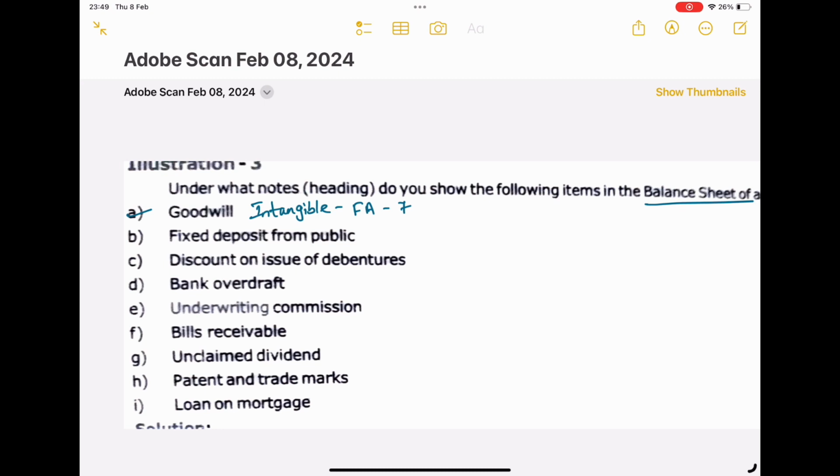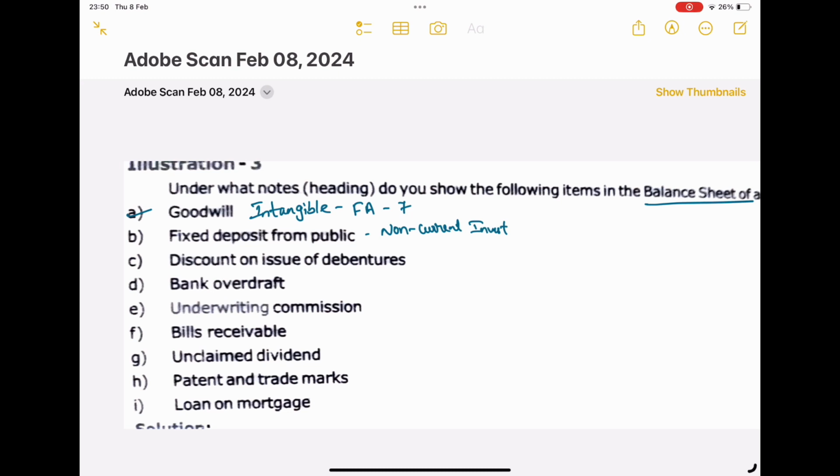Okay. Next, fixed deposit from public. See, fixed deposit from public, if it is a banking company, definitely the FD will be a liability. Here the company has not been mentioned, which kind of company. So from public, we are going to consider this one as an income. Okay, so under income we are going to write this under non-current investment.